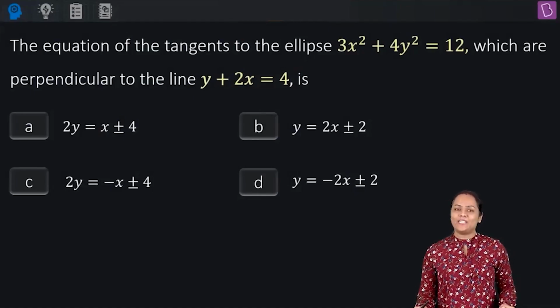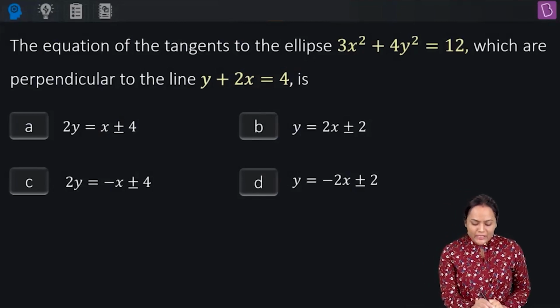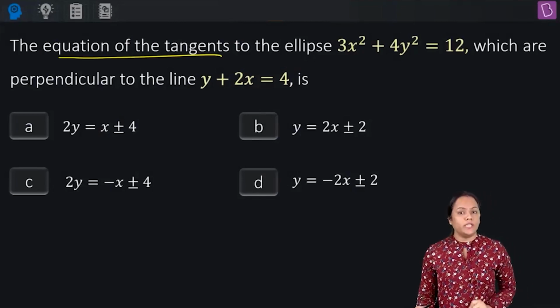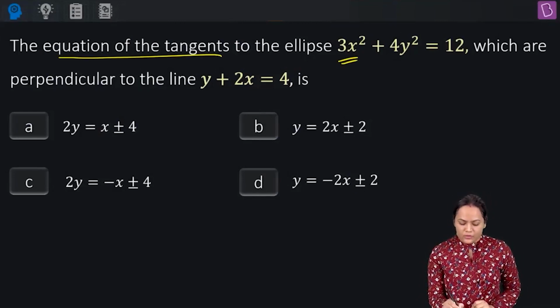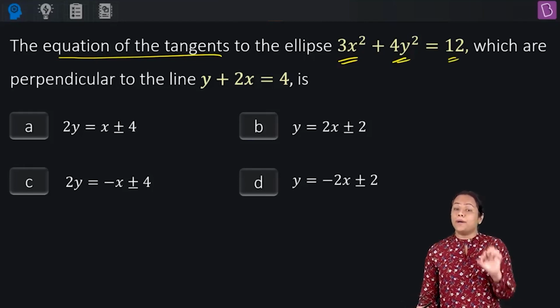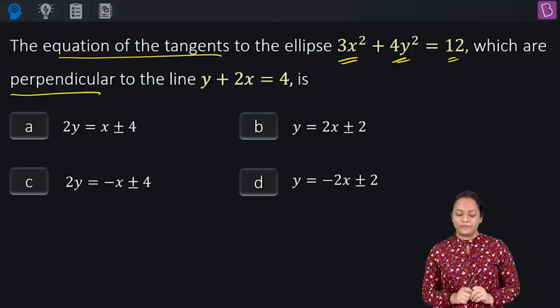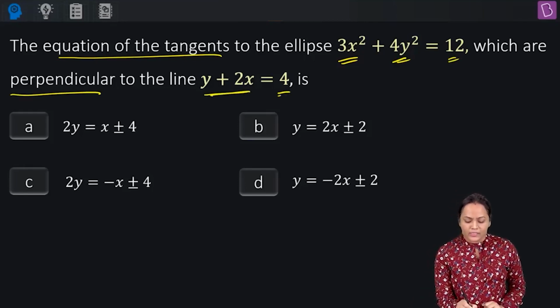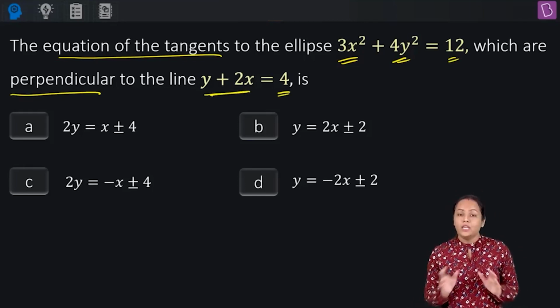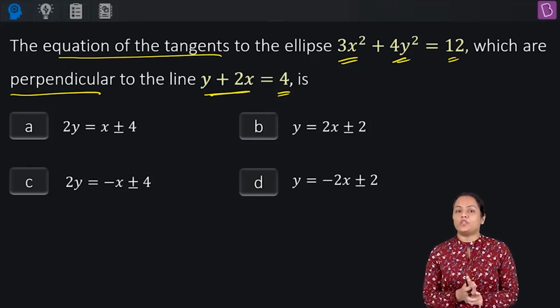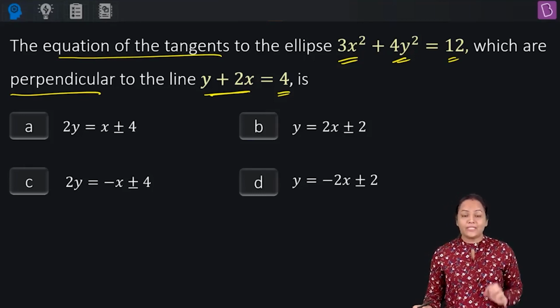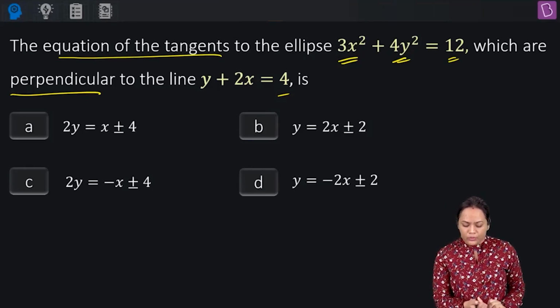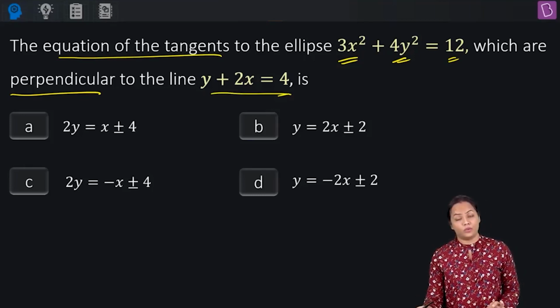Moving further, let's see what they have said here. In this question, you have to find the equation of tangents to the ellipse, whose equation is 3x square plus 4y square is equal to 12, which are perpendicular to the given line y plus 2x is equal to 4. Okay, so again I have to find the equation of tangents, but here what they have given is that the tangent should be perpendicular to the given line y plus 2x is equal to 4.